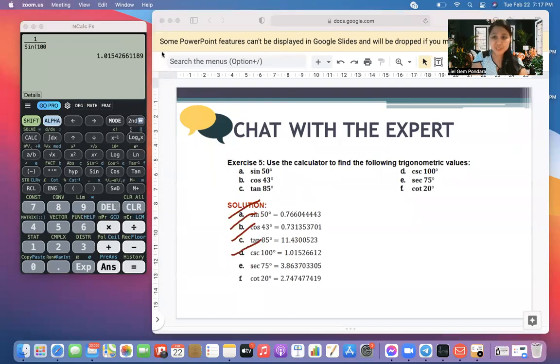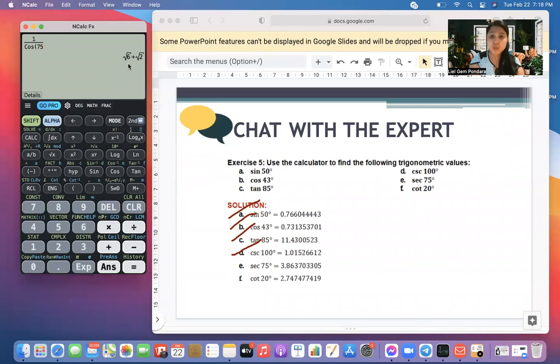Let's go to letter E. That is secant 75. Remember that secant is the inverse of cosine. So we place 1 on top, and at the denominator, we place cosine 75. The answer is square root of 6 plus square root of 2. This is the exact answer.